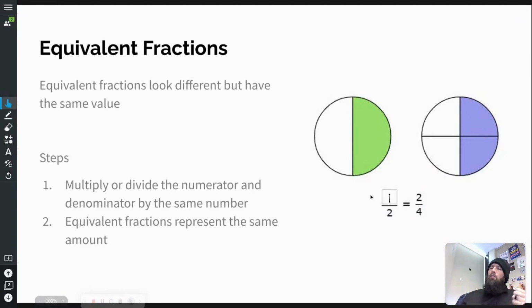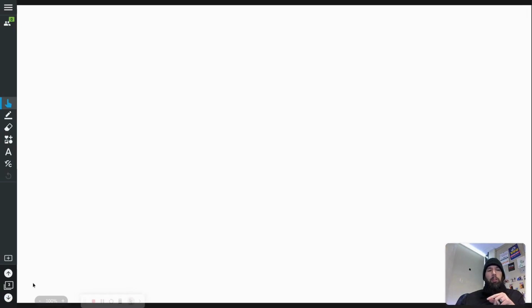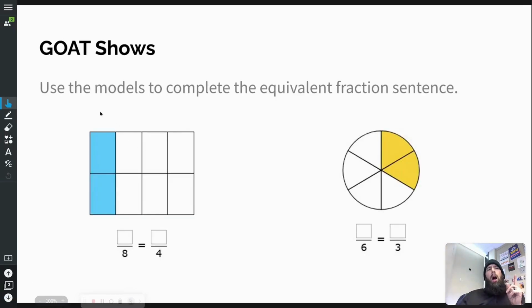So I didn't really have to do that here. I just looked at my picture and showed it, but when we don't have the picture, that's when we might have to do some multiplication or maybe even some division. All right, let's get into it. I'm going to do a couple. You're going to do a bunch.